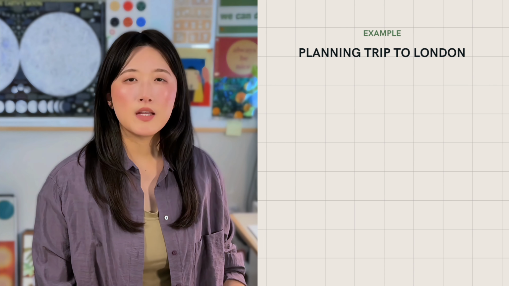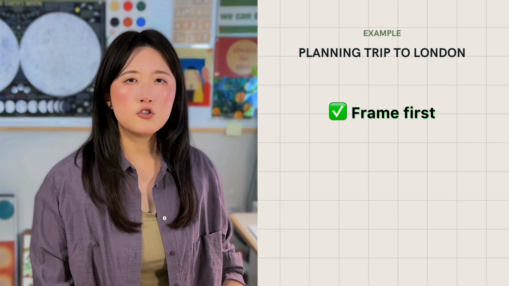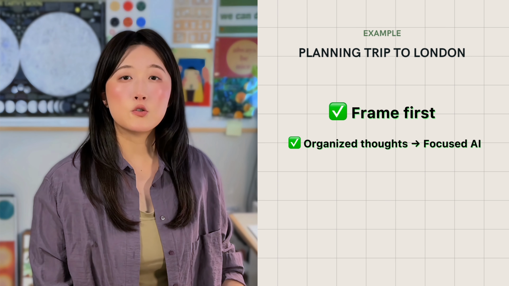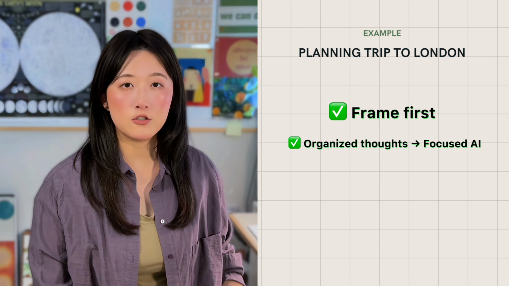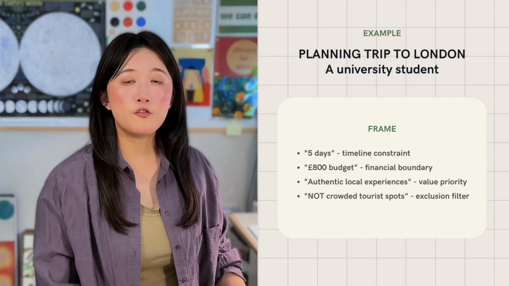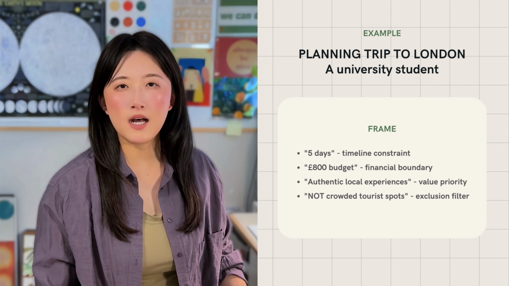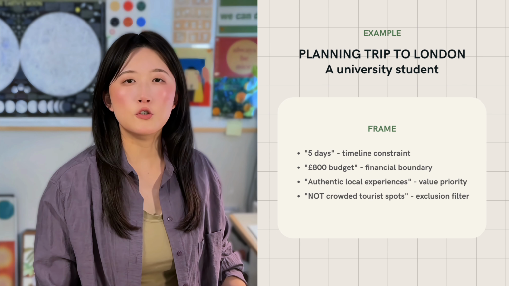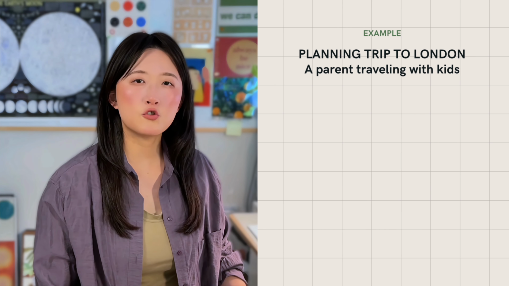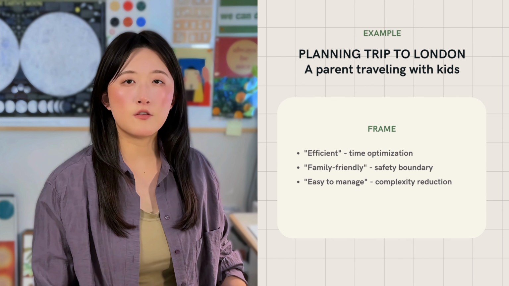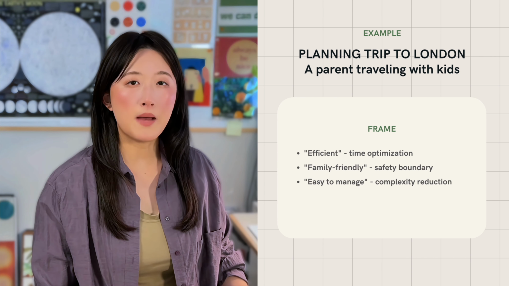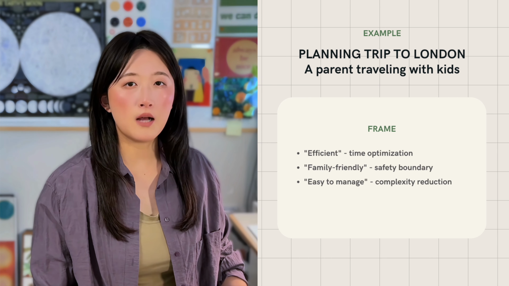Now here's the key. If they start with a frame, not just context, it becomes much easier to organize their thoughts and to tell ChatGPT what actually matters most. Take the university student. Her frame might be: I've got 5 days, a budget of £800, and I want authentic local experiences, not just crowded tourist spots. For the parent traveling with kids, the frame is different. The trip has to be efficient, family-friendly, and easy to manage. See how that changes the prompt.